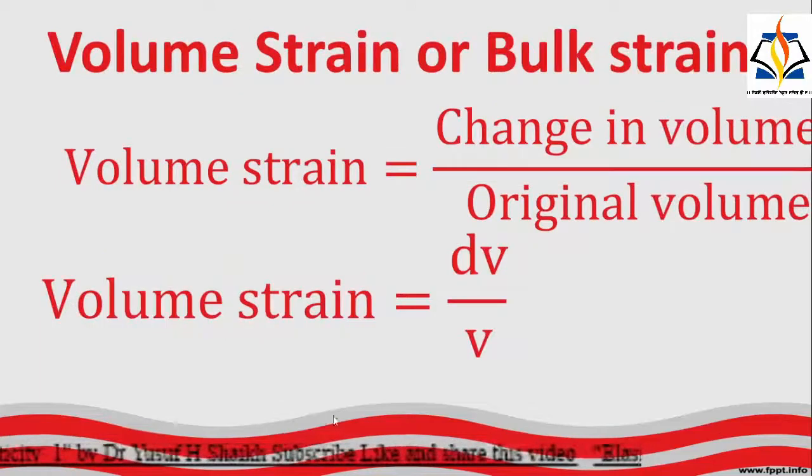To explain volume or bulk strain, let us consider a body of volume V. Forces are applied normally and uniformly over its whole surface in such a way that there is no change in its shape. ΔV is the change in volume and V is the original volume. So volume strain is the ratio of change in volume to original volume.